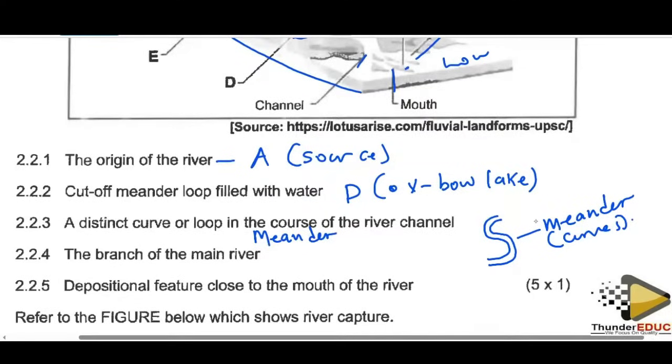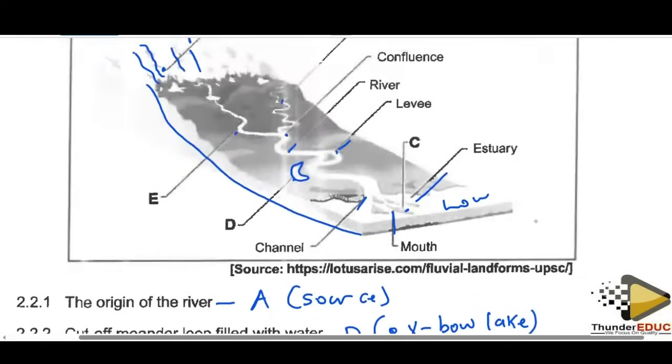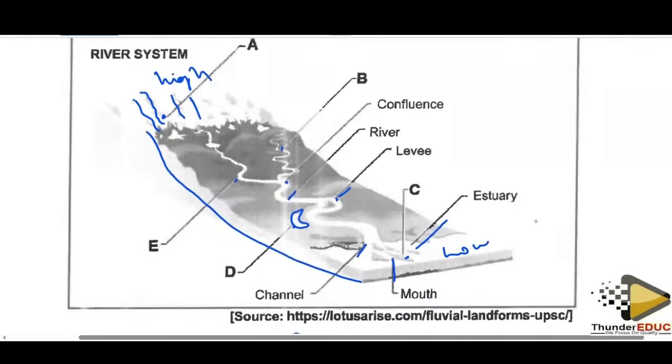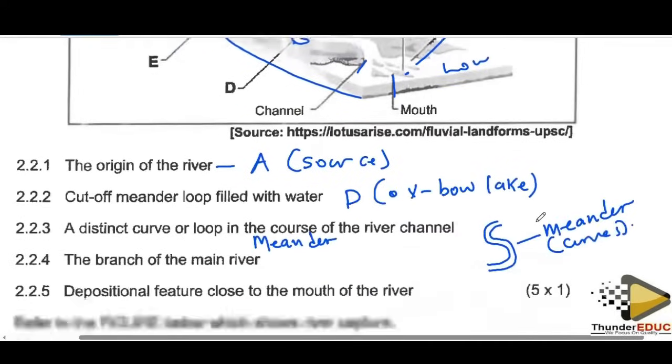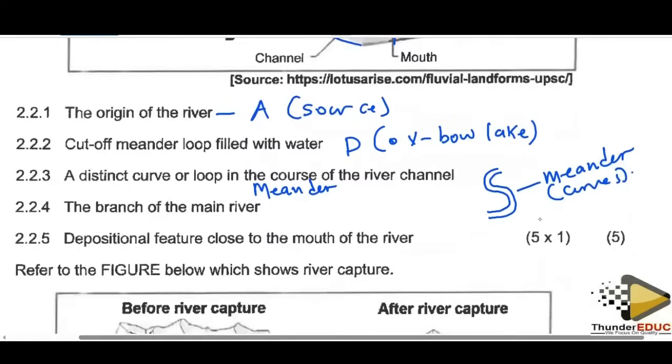Okay. Then 2.2.4, the branch of the main river. So for this case, it could be point E. That's a branch, see, which is a tributary. So point E, and then we say a tributary.